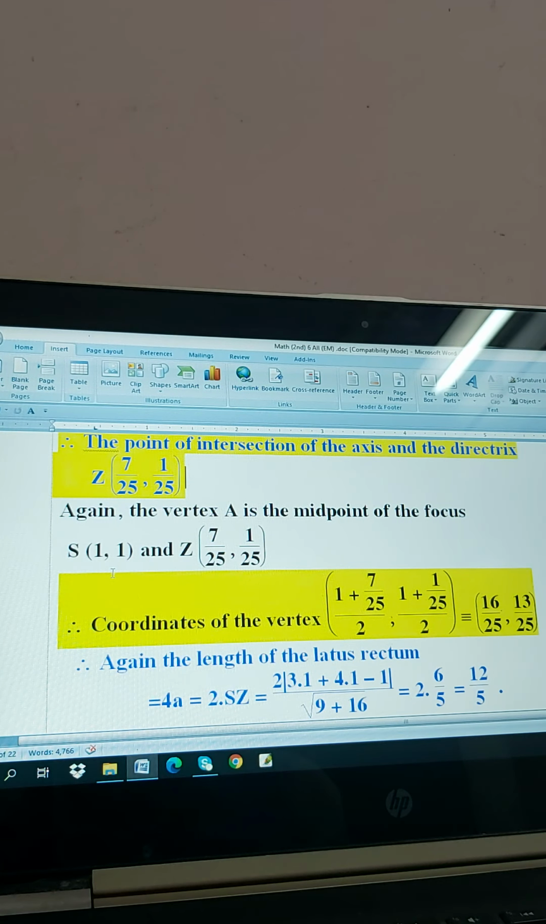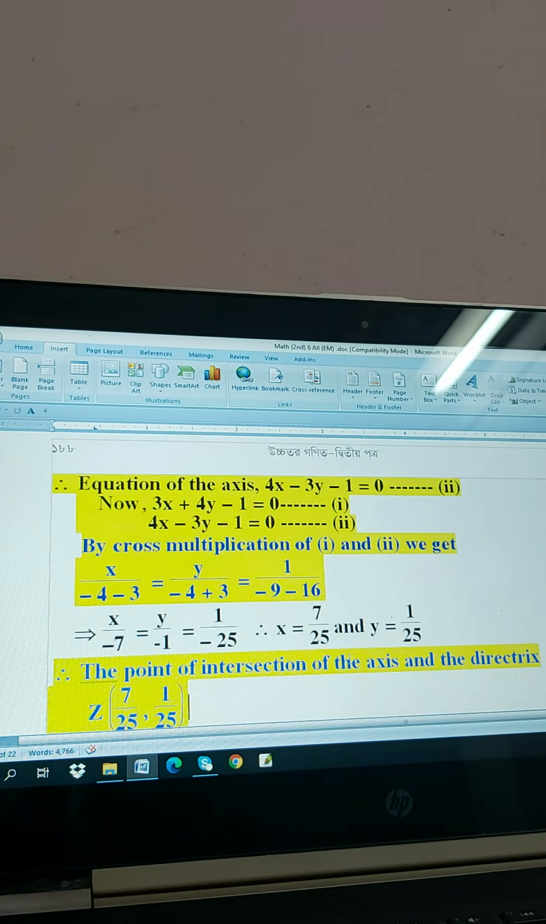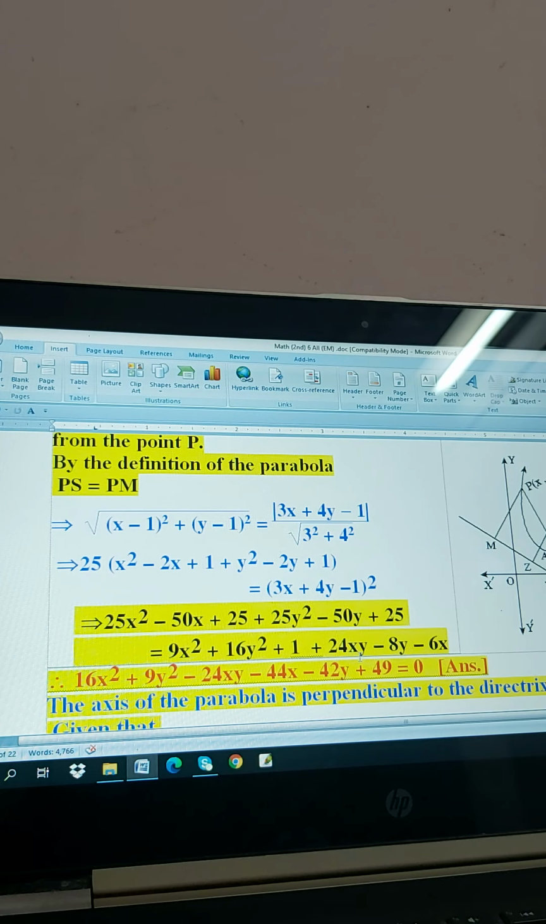Again, the length of the latus rectum equal to 4a. Also we can write it as 2 into SZ. What is SZ? Again, go to the figure. 4a can be written as 2 times ZS. ZS means the perpendicular distance from the point (1, 1) to the directrix 3x plus 4y minus 1 equal to 0.